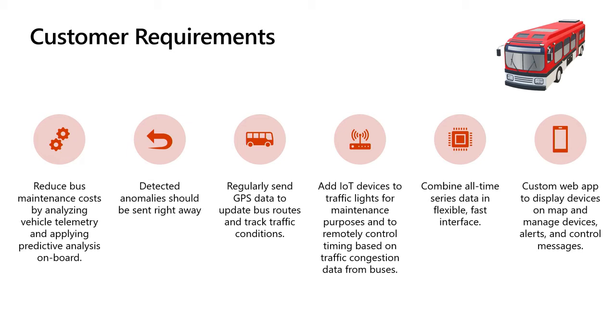The second requirement is to detect anomalies, and those anomalies should be sent right away when they have a connection. They don't want to send off all the data. They want to filter the data and send only the anomalies to the cloud. And the third requirement is to regularly send the GPS data at a periodic interval so that they know the updated bus routes and the traffic conditions.